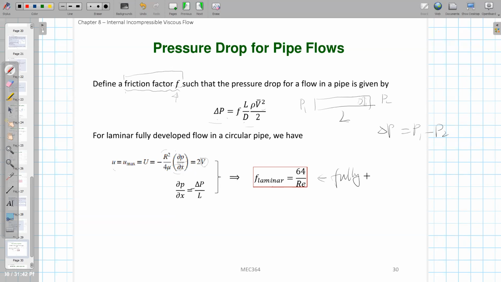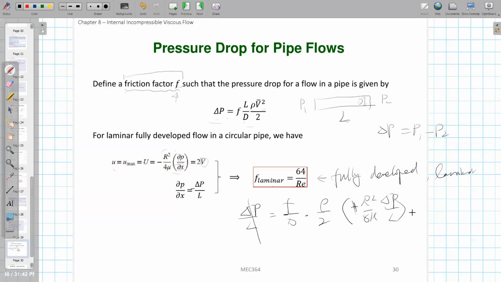fully developed laminar flow in a circular tube, the F value will be 64 over Reynolds number. Why do we get 64? Maybe we should try to do this together. So this delta P over L will be F over D times rho over 2 times this V average squared. So this V average squared will be minus R squared over 8 mu times partial P partial X. I replace it with minus partial P, so I make it this one.